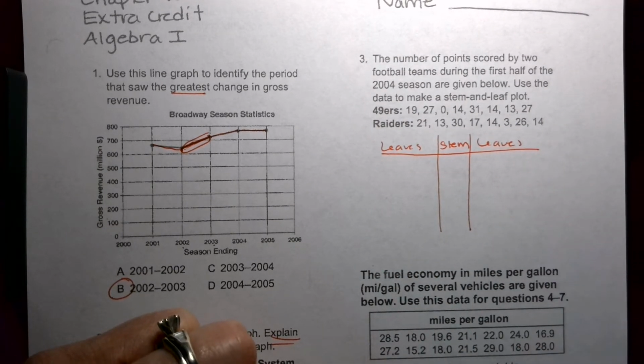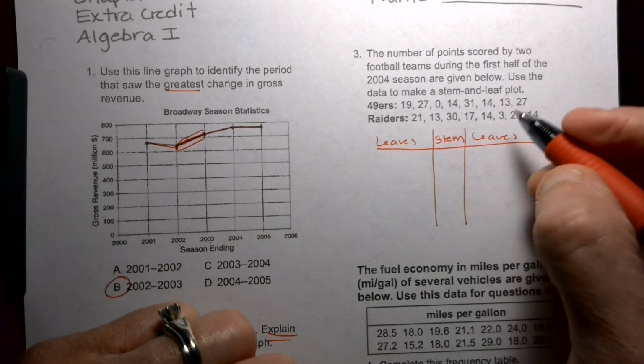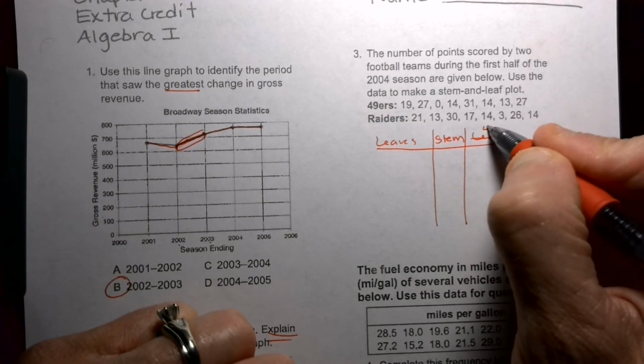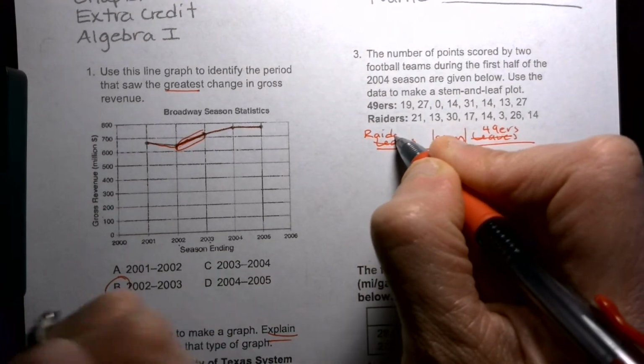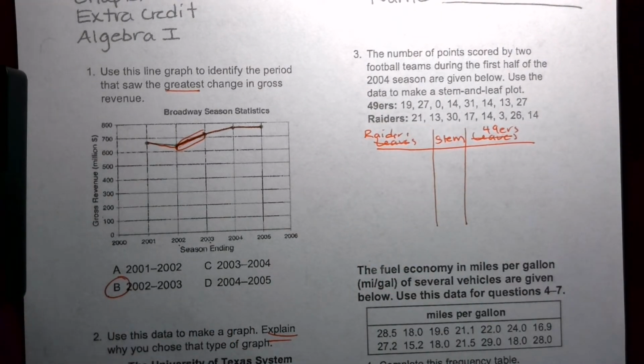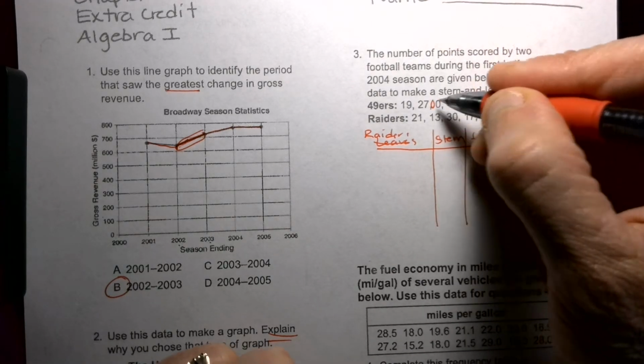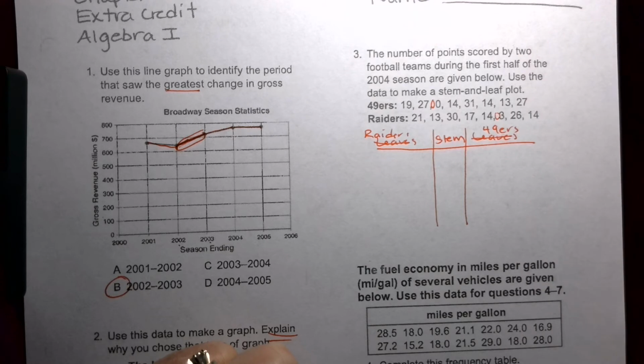Okay, you can write the actual name instead of leaves. That's a better idea, actually. So I'm going to put 49ers over here, and I'm going to put Raiders over here. All right, so now let's look at the beginning. Remember, when there's one digit, you should go in front of those one digits and put a 0 so that you don't forget that that is the stem.